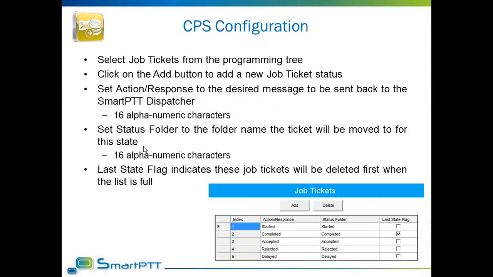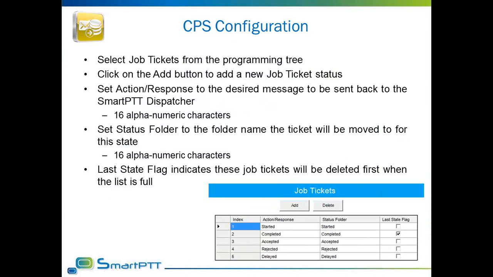So both of these fields can be set for 16 alphanumeric characters. The action response is the message that will be sent back to the SmartPTT dispatcher. The status folder is as the operator changes the status, it will be moved into that folder representing that state. And then this last column is a last state flag, wherein this indicates that these job tickets will be deleted first when the list becomes full. So typically you would just have that in the completed or maybe the rejected states as well.